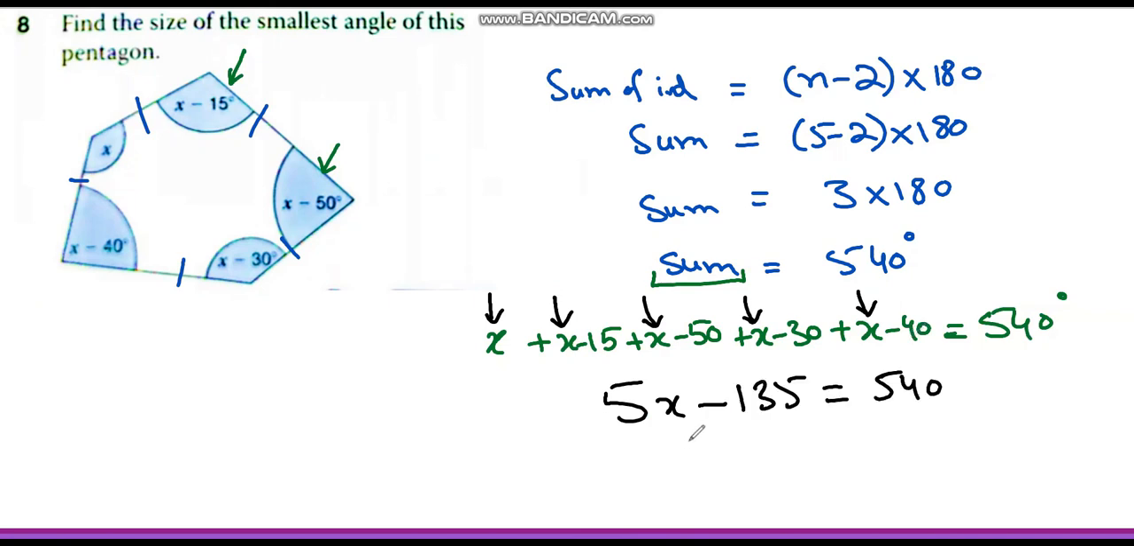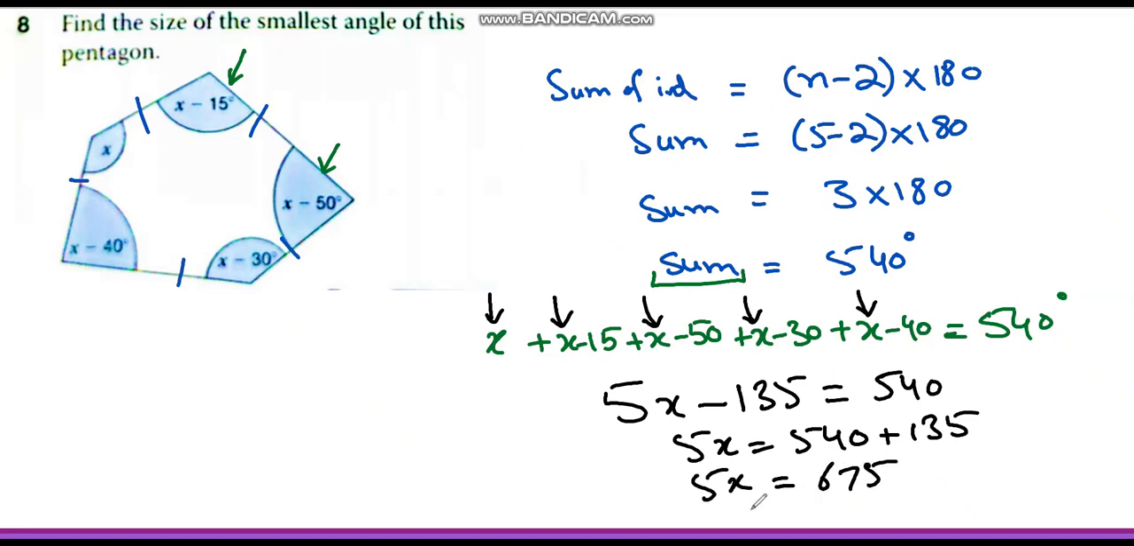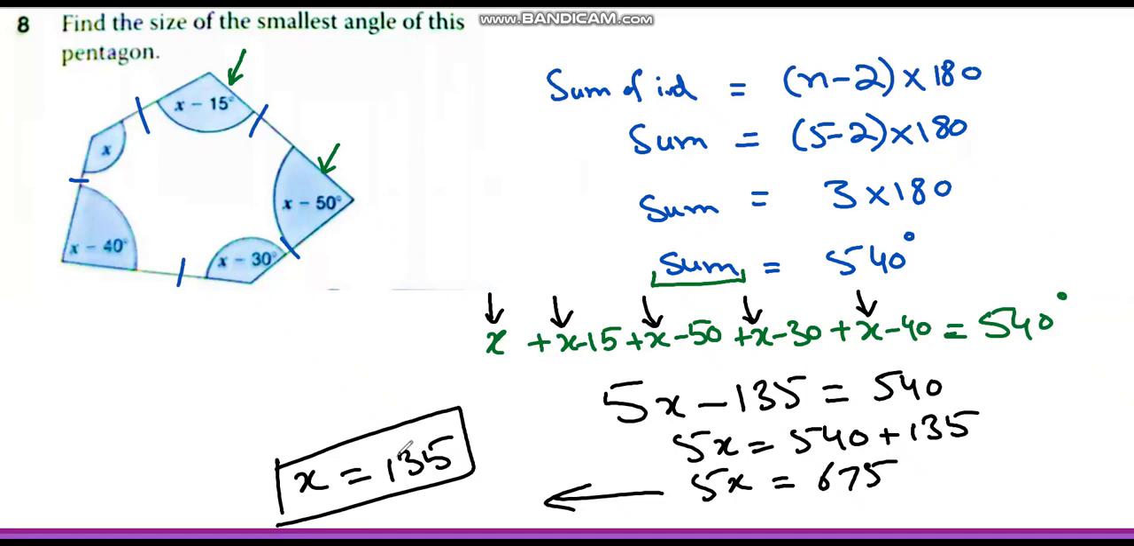Now let's calculate the value of x, which means 5x should be equal to 540 plus 135. And we get 675 on the right side. Now, if we divide both sides by 5, we will get x as 135. It means the size of x is 135.